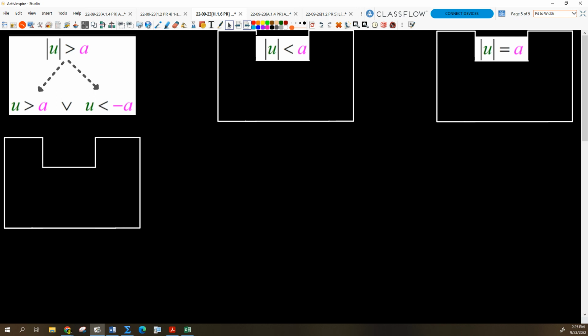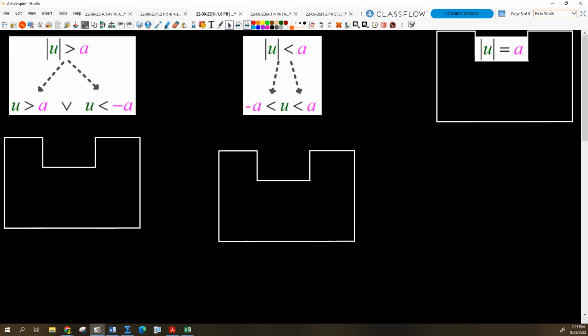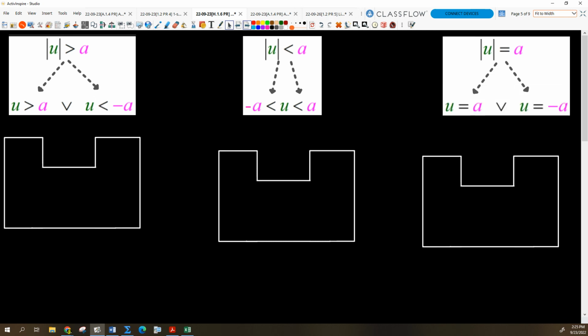So the U goes in the middle, right? Remember how we'd say that? We start in the middle. We'd say U is greater than negative A and less than A, right? And then finally, what's this one, everybody? U equals A or U equals negative A. Good. That's a good start for today. I'll let you work the rest of the period.